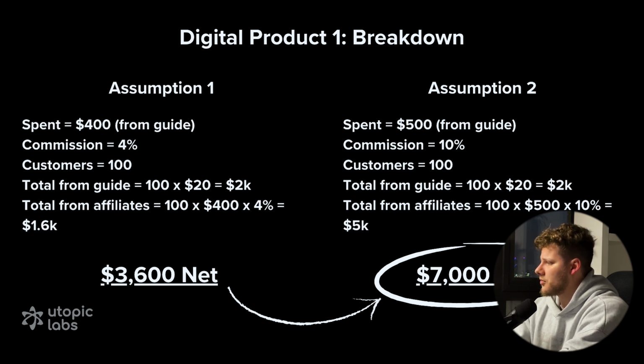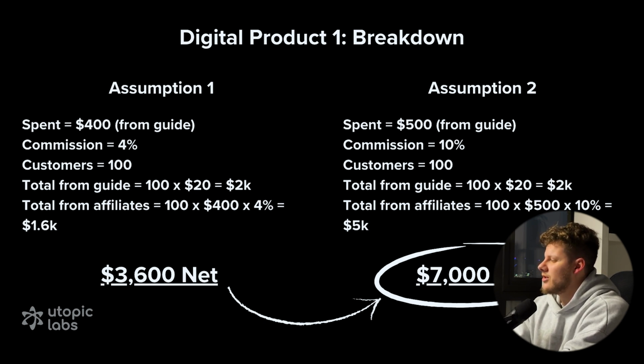Now the second assumption is if they spend $500 from the guide, so out of the 1,400, if maybe your guide is particularly good, if it really resonates with them, if you have different styles that are really on trend as well, they're more likely to use your links. And you can get 10% commission of this.